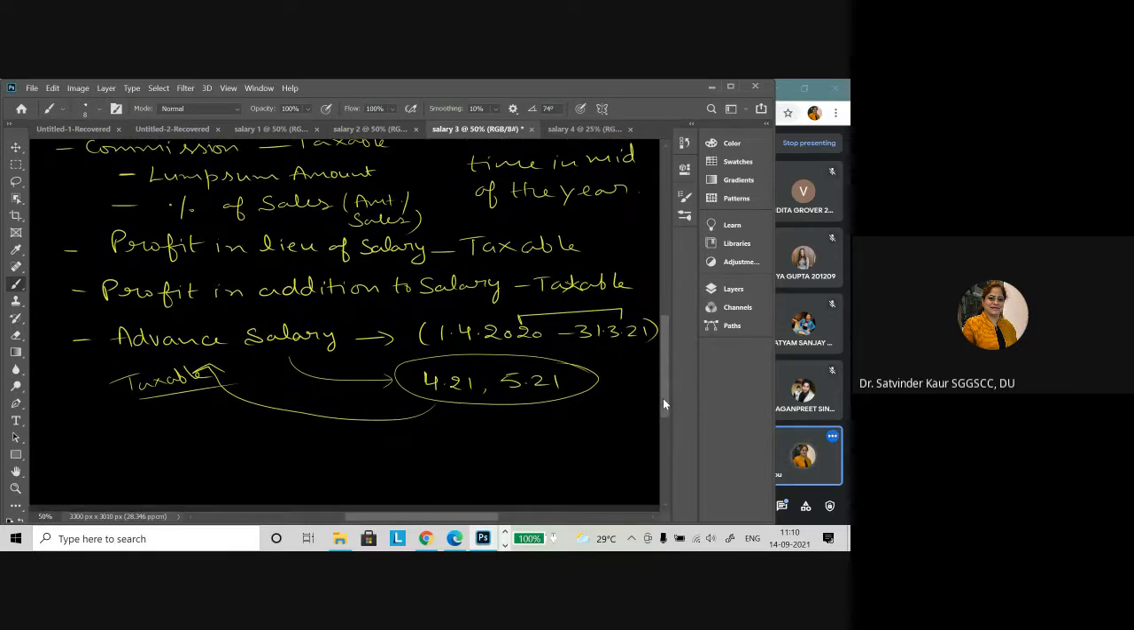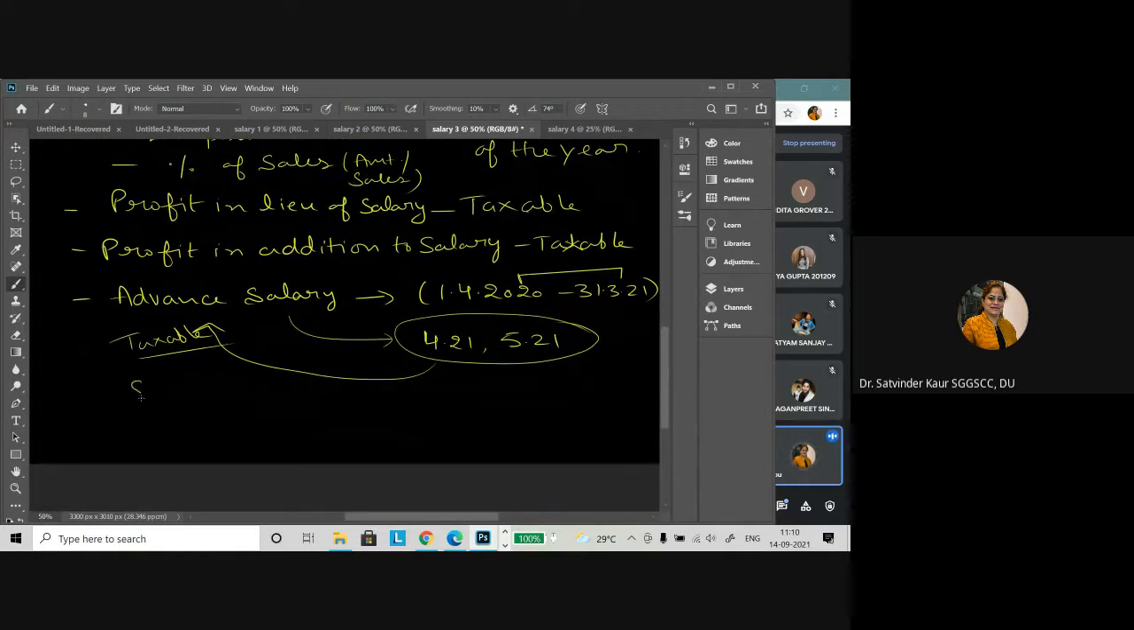Rule says that salary is taxable on receipt or accrued basis, whichever is earlier.